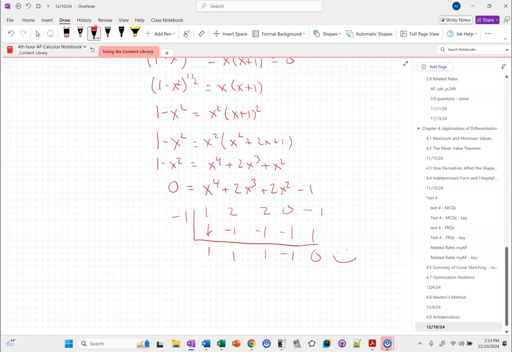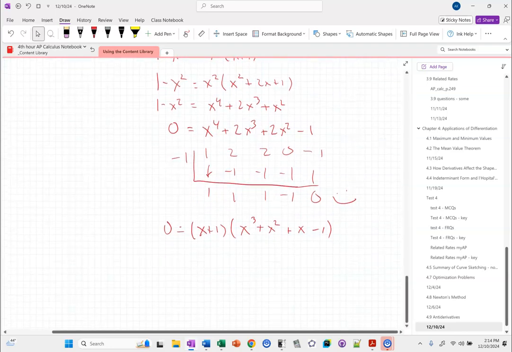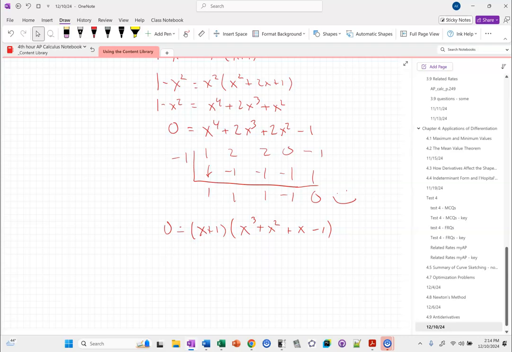So that worked. So this thing has to factor as x plus 1 times x cubed plus x squared plus x minus 1. And if I try this one, neither work. I don't get any zeros from that. So I just have x equals -1 as my only solution, because that other piece isn't factorable over the rationals.